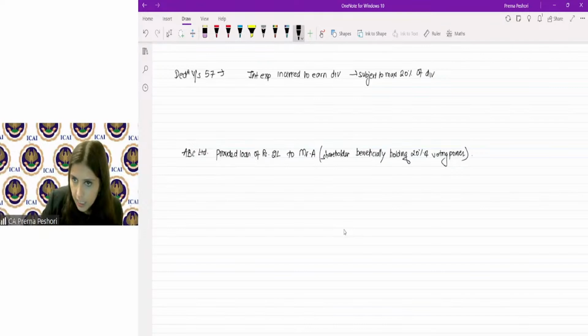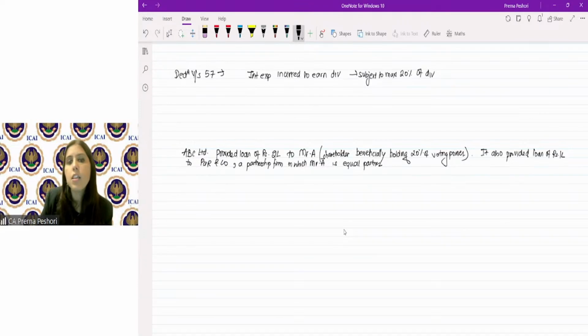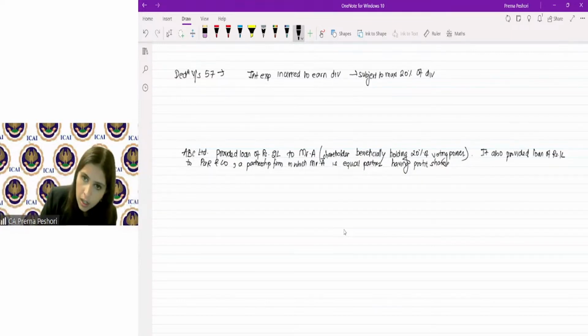Fine. It also provided loan of rupees 1 lakh to PQR and Company, a partnership firm in which Mr. A is equal partner having profit sharing of 33%.